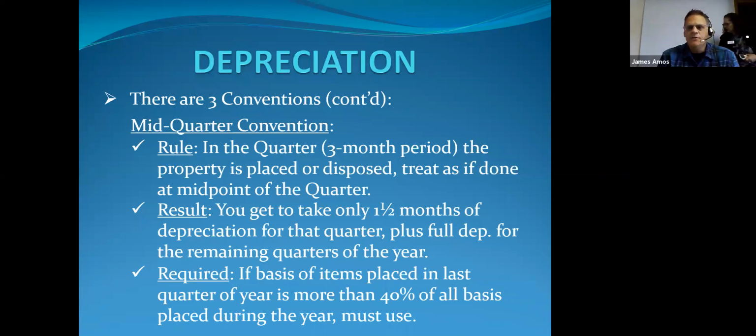Now, why do they do this? Let me tell you why. It's the IRS trying to not give you too much. It's the IRS trying to basically say, okay, if you've placed more than 40% of all your new assets into service right near the end of the year, we're not going to give you as big a deduction in the first year as we otherwise would. That's all it is.